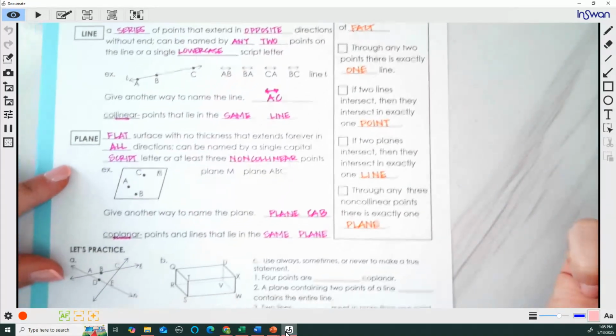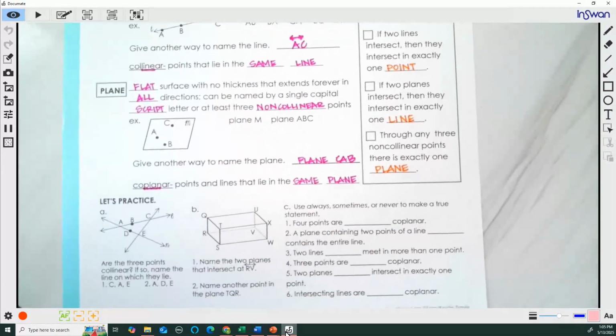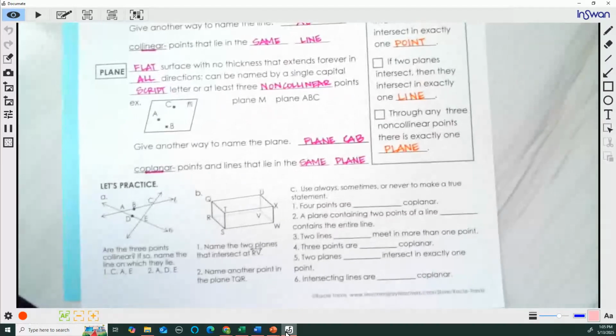All right, let's see some of this in action. We've got some practice problems down here. A, B, and C.